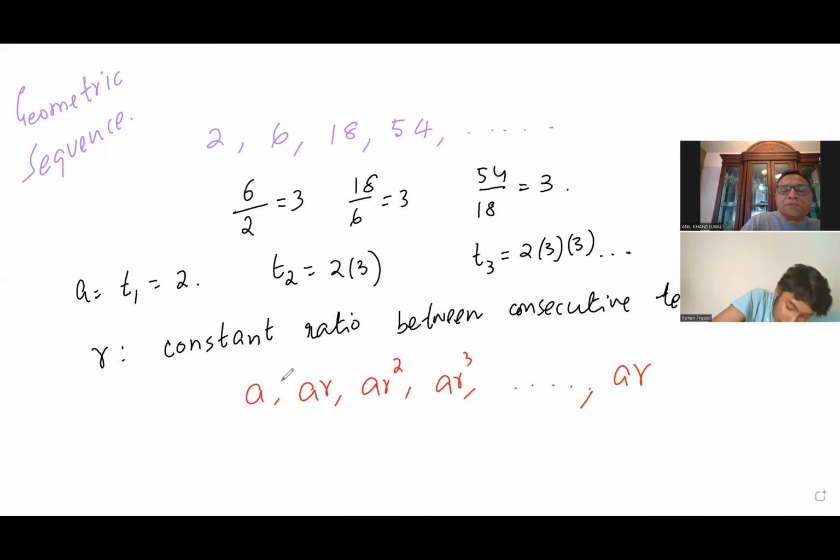AR to the power of, look here, this is my first term, second term, third term, fourth term. So in the nth term, the exponent should be one less than the term number, right? Nth term. Yeah.